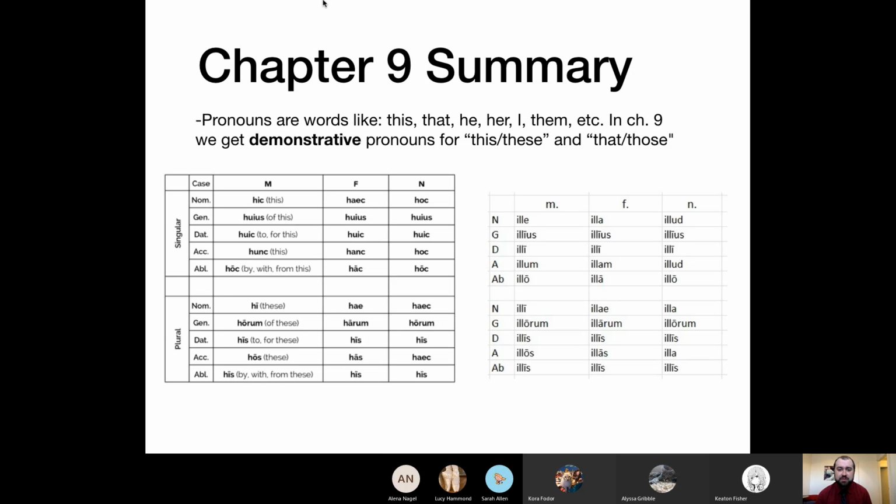And these first pronouns, so pronouns are words like this or that or he, her, I, them, etc. These are called demonstrative pronouns that we learned about this chapter. You might not think these are super useful pronouns, but they're very commonly used in English, and so it's good to have these words.